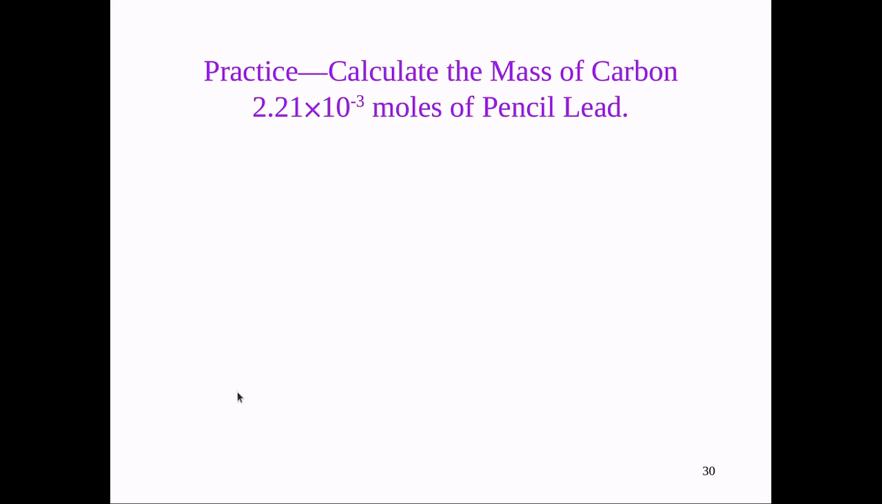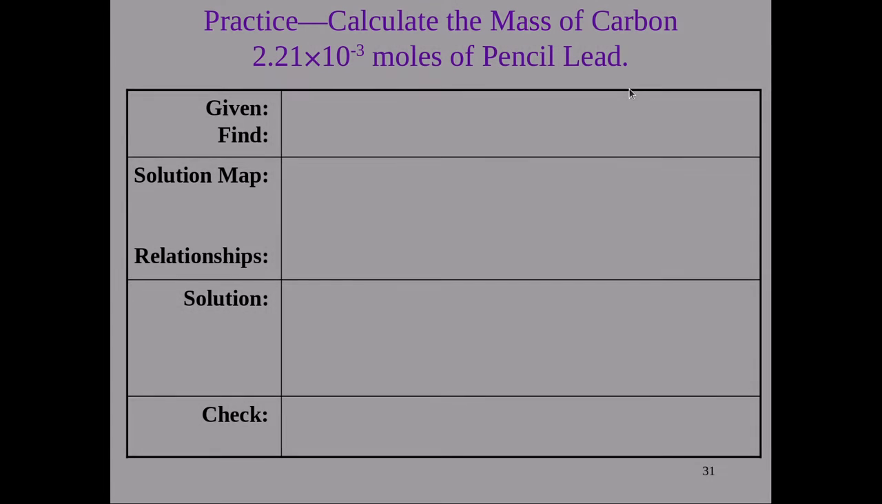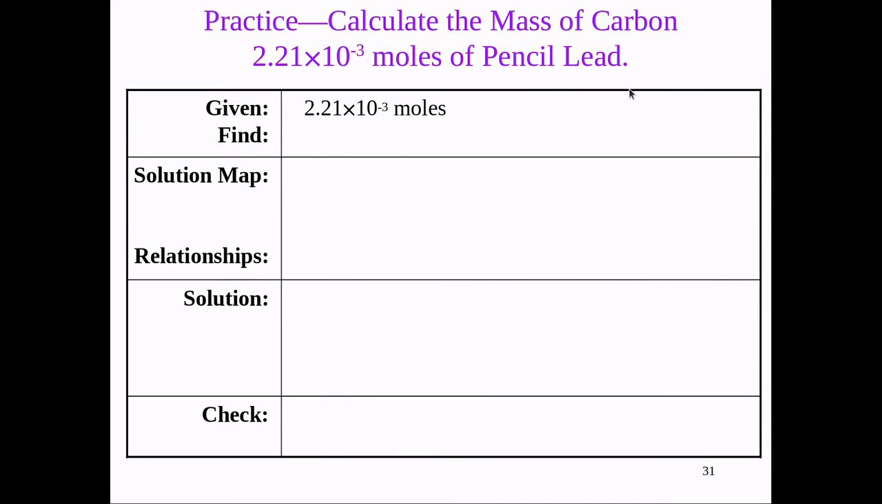So let's do a practice problem and see if we can go the other way with it. If we are given the number of moles of carbon in a pencil lead, can we figure out its mass? We're given in our problem that we have 2.21 times 10 to the negative 3 moles. And we're asked to find how much mass of carbon that is. Our solution map is the opposite of what we had before. We start off with moles, and we have to find our grams.